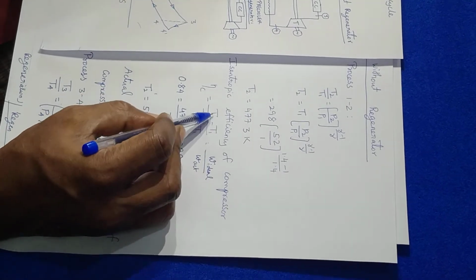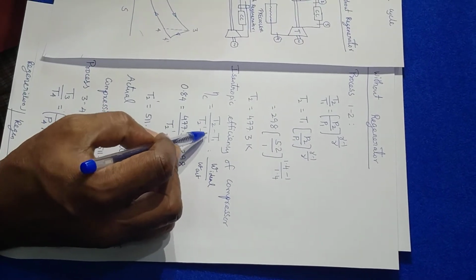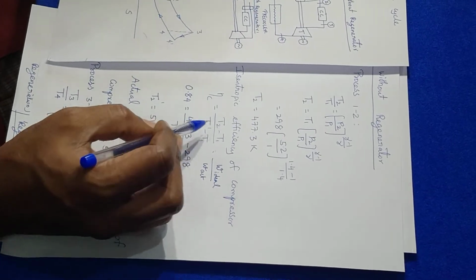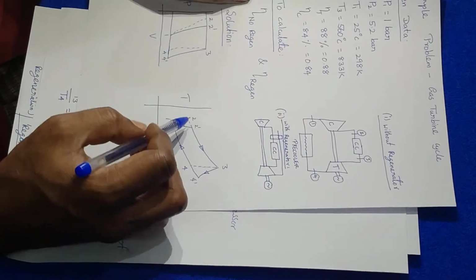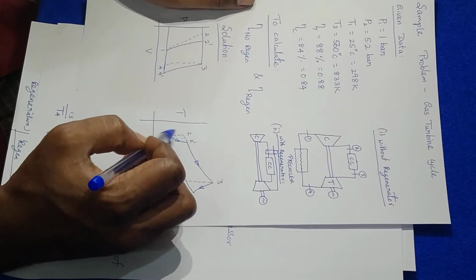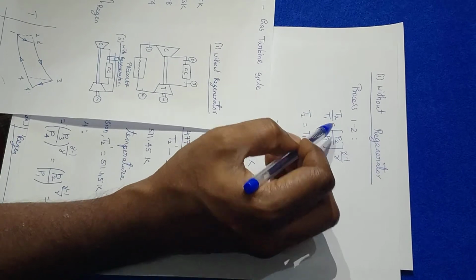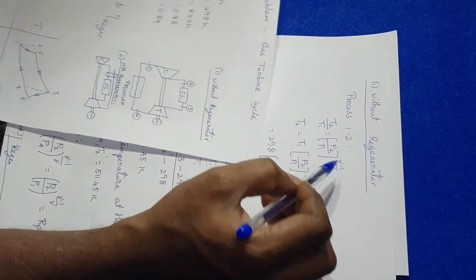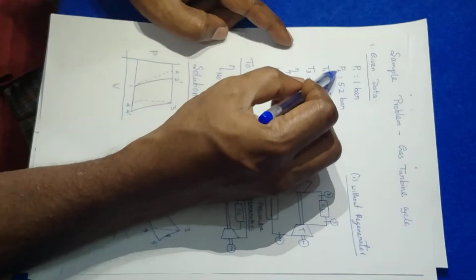In this, T1 is given in the problem. If we know T2, we can find T2 dash. How to find T2? T2 is involved in isentropic process. Therefore, we know the relation T2 by T1 is equal to P2 by P1 power gamma minus 1 by gamma. In this problem, both P1 and P2 are given.